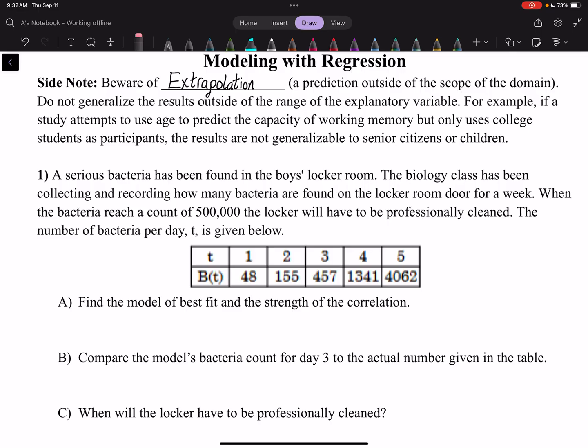Now, the first thing I want to mention, we are talking about these problems as real-world applications. You must be aware of the real-world constraints placed on these problems. Also be aware of extrapolation. That is a prediction outside of the scope of the domain. For example, in number 1, which is the one we're going to do, my domain ends at 5. I really don't want to use a domain of 500 then to ask about what the y value would be.